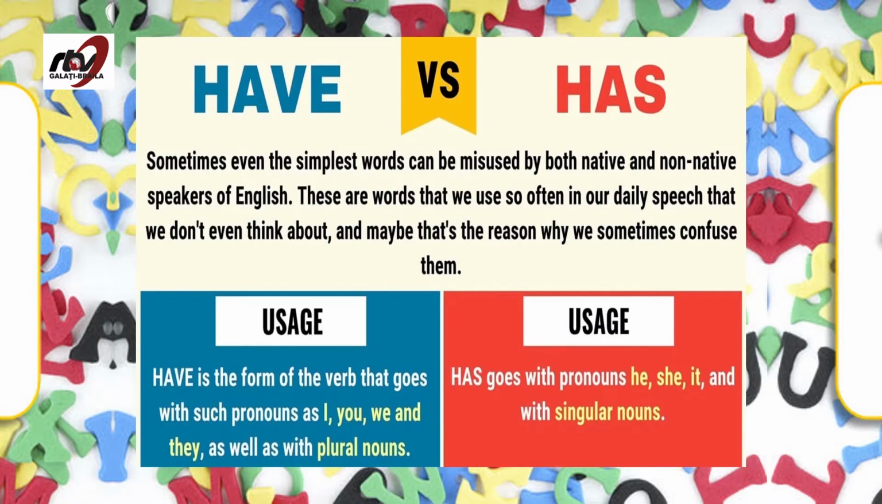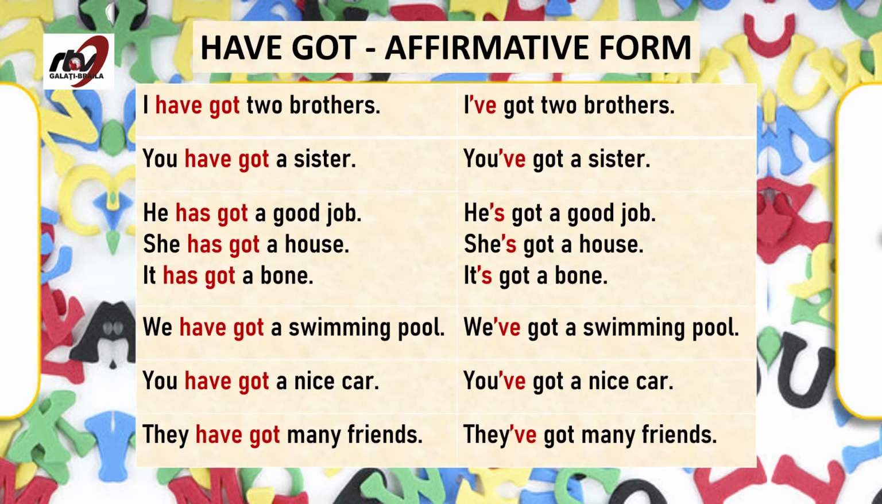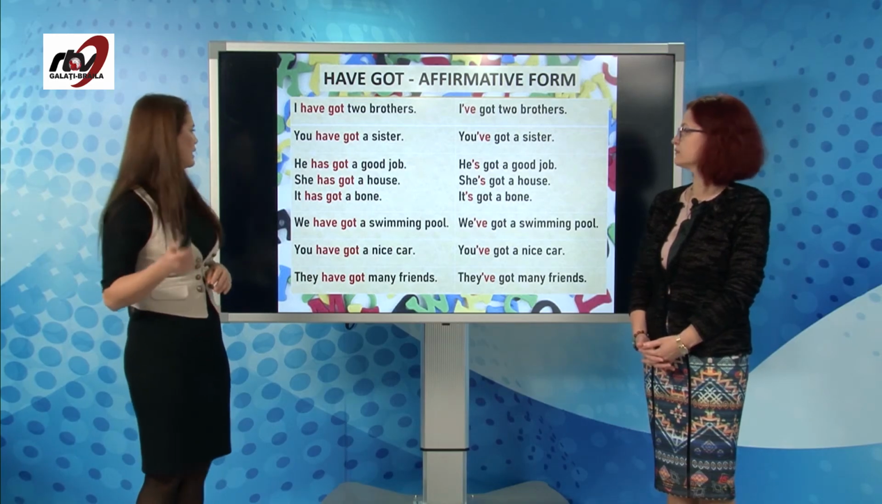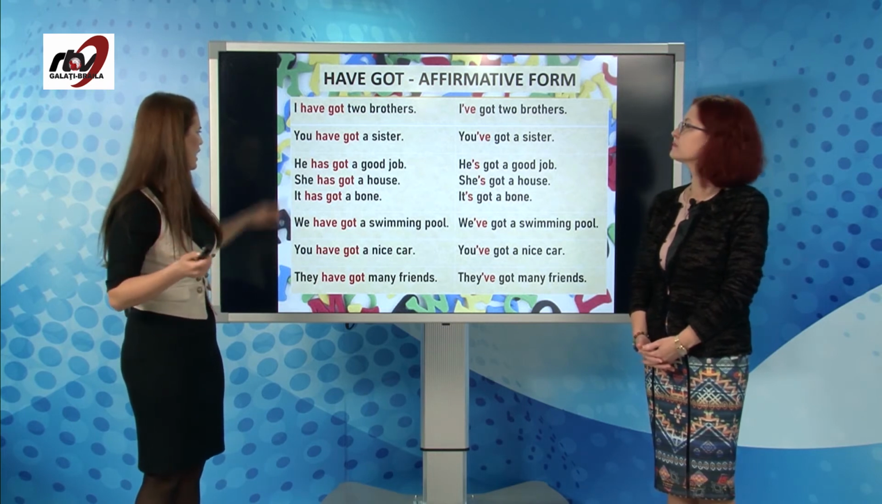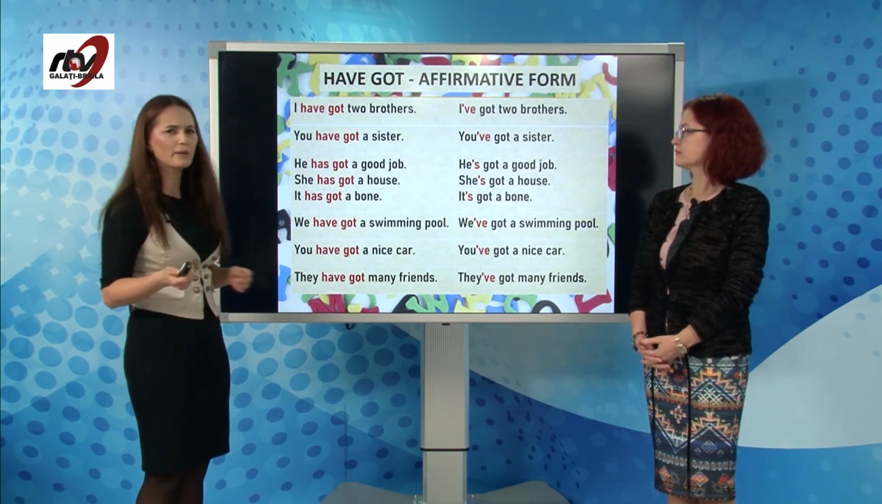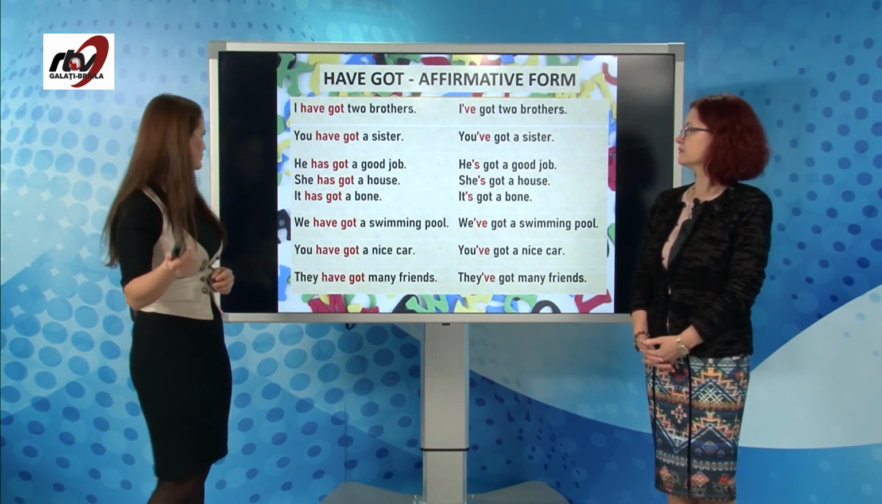Have is the form of the verb that goes with the pronouns I, you, we and they, as well as with the plural nouns. And has goes with the pronouns he, she, it, and with singular nouns. I have got, he, she, it, has got. The third person singular uses has got. I call these three musketeers, the three grumpy pronouns.